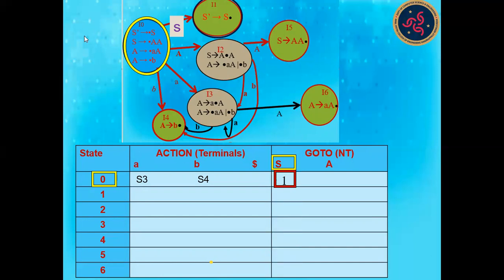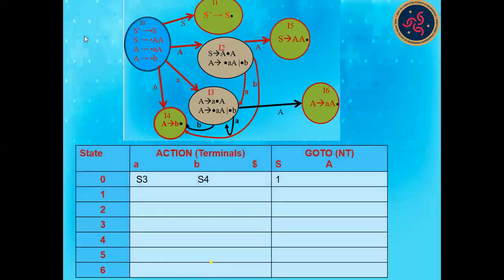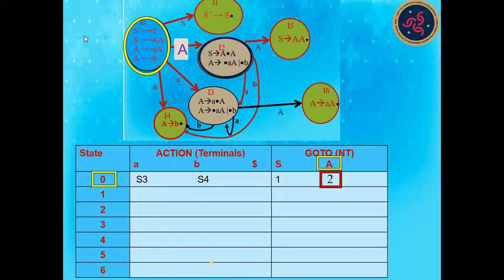Similarly, at the state I0 when A is read. Now you have a state I0 and the non-terminal A. So I0 and A, then it is moved to the state I2. So we can have the number 2 at this position. Here we can write the number 2. Now our first row is done.